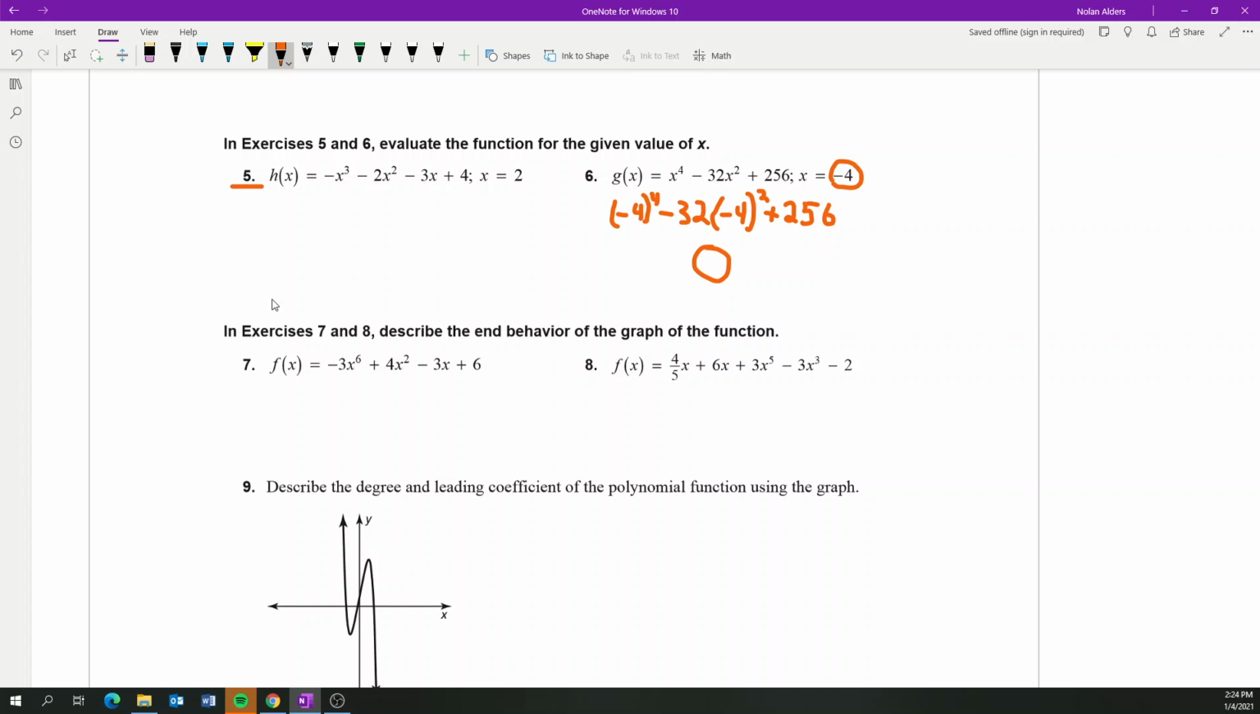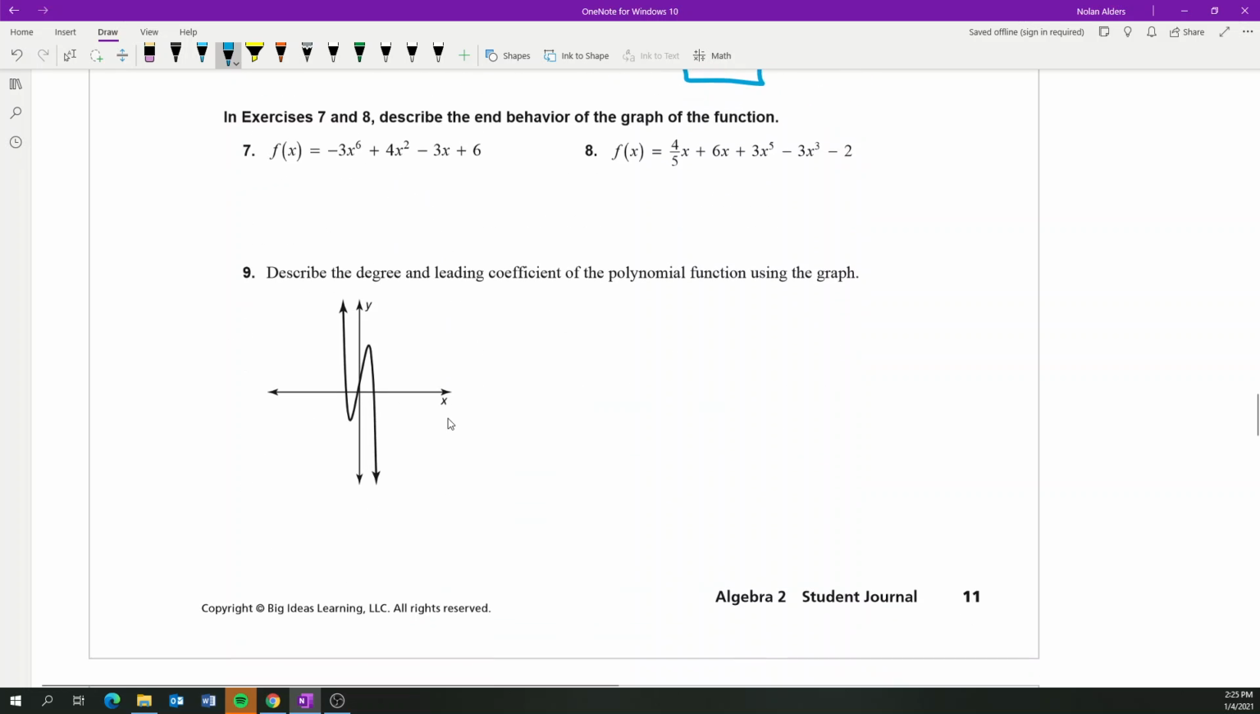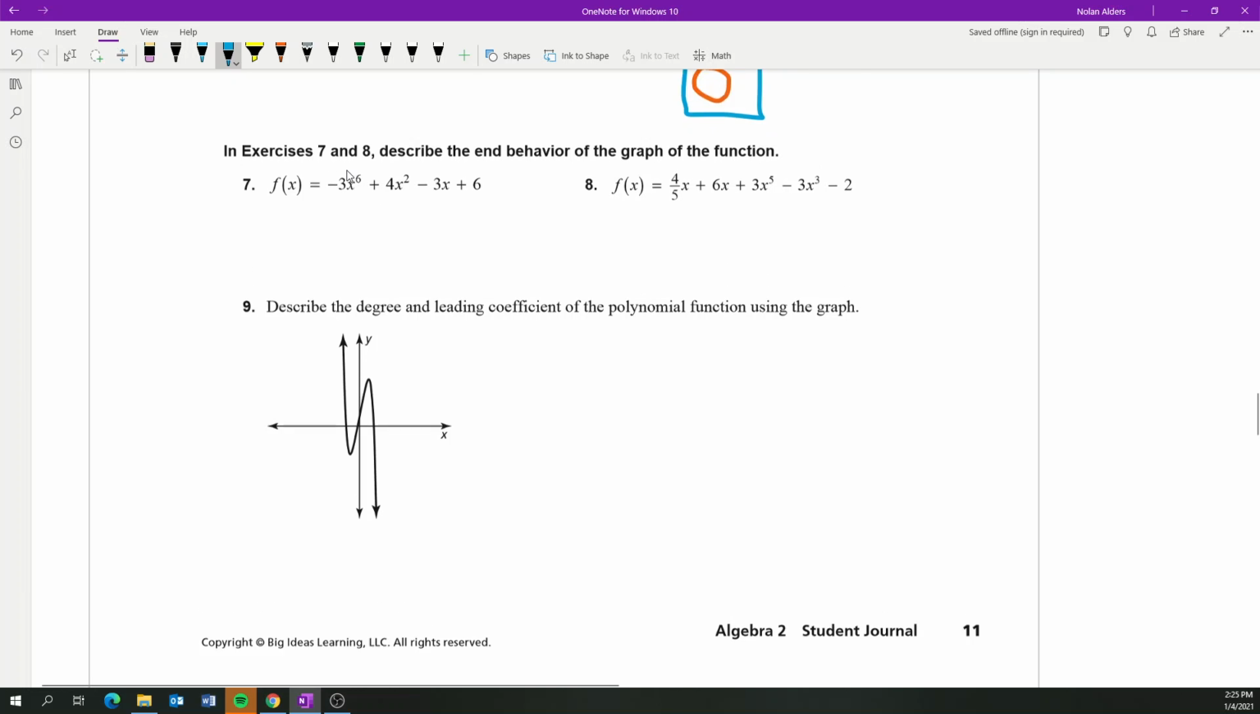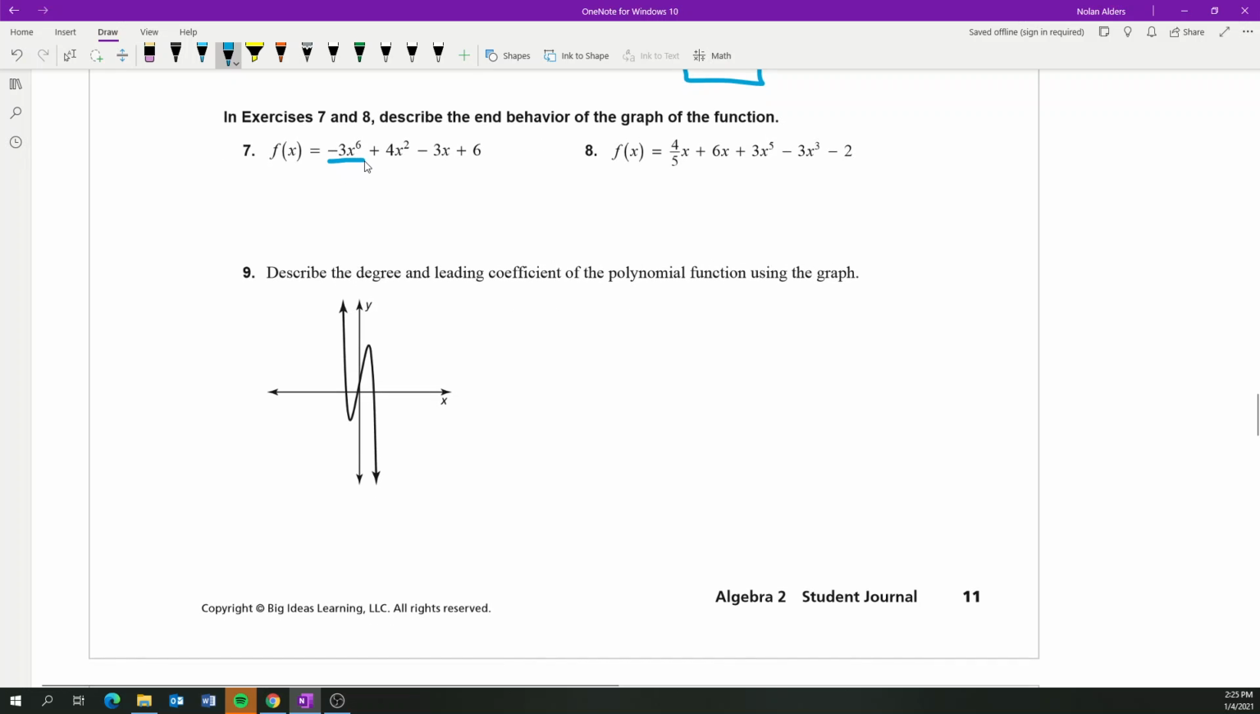All right, so I'll leave number 5 for you to work, but that's all you do is just take whatever x is, substitute it in, and see what the function evaluates to. But for number 6, we just got 0 as an answer. All right, let's look at the next few. 7 and 8 says, describe the end behavior of the graph of the function. Now for this, we want to look at the term with the largest exponent, so the degree. So for this one, we're just looking at this term right here, and this will tell us everything we need to know about the function.